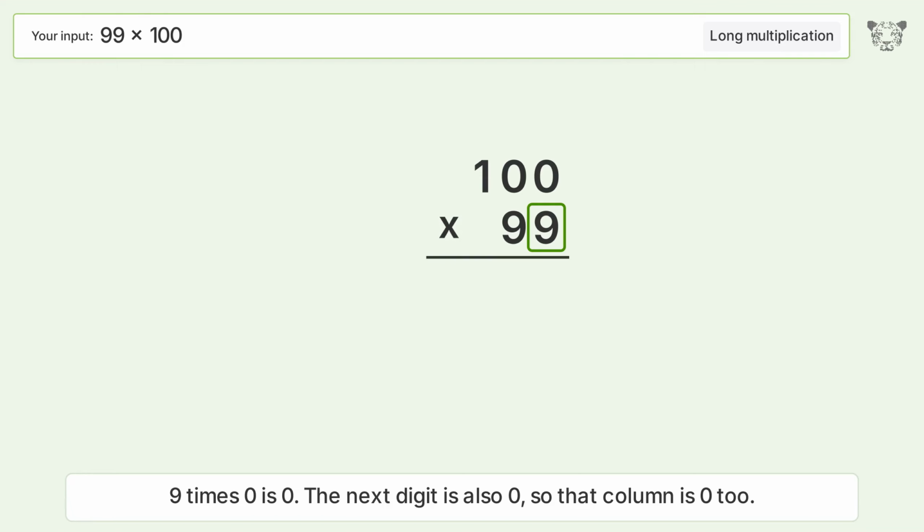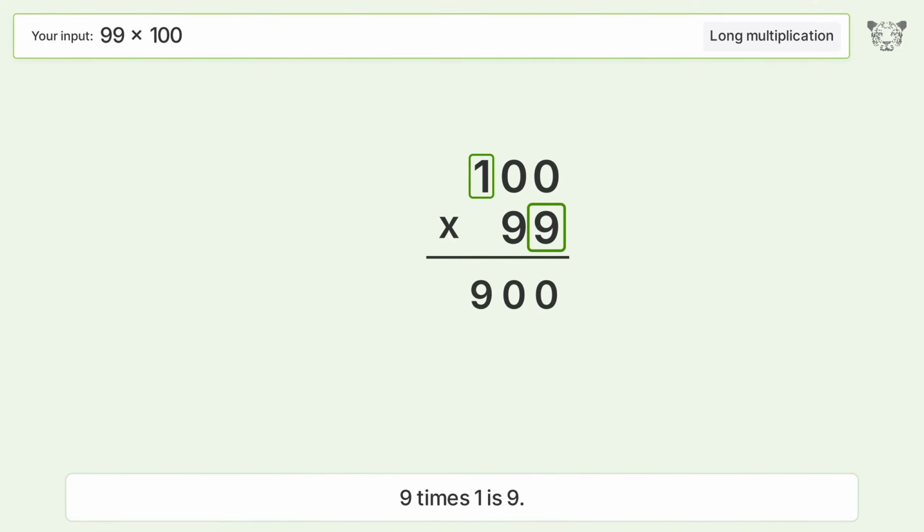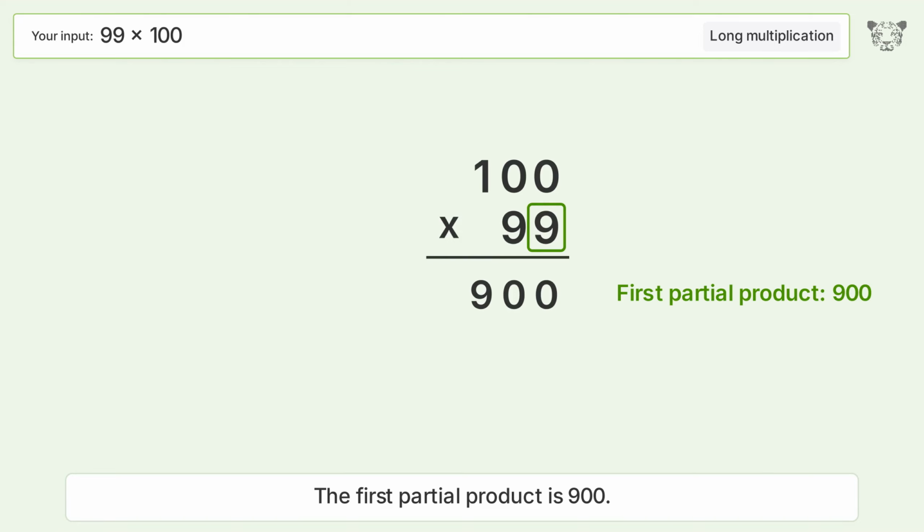9 times 0 is 0. The next digit is also 0, so that column is 0 too. 9 times 1 is 9. The first partial product is 900.